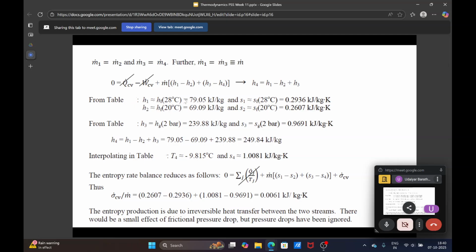So the first one, h1, comes out to be 79.05 kilojoule per kg, and entropy comes out to be 0.29636 kilojoule per kg Kelvin. And similarly from the table, h2 is 69.09 kilojoule per kg and s2 is 0.2607 kilojoule per kg Kelvin. And h3, which is saturated vapor at 2 bar, is 239.88 kilojoule per kg, and s3 is 0.9691 kilojoule per kg Kelvin.